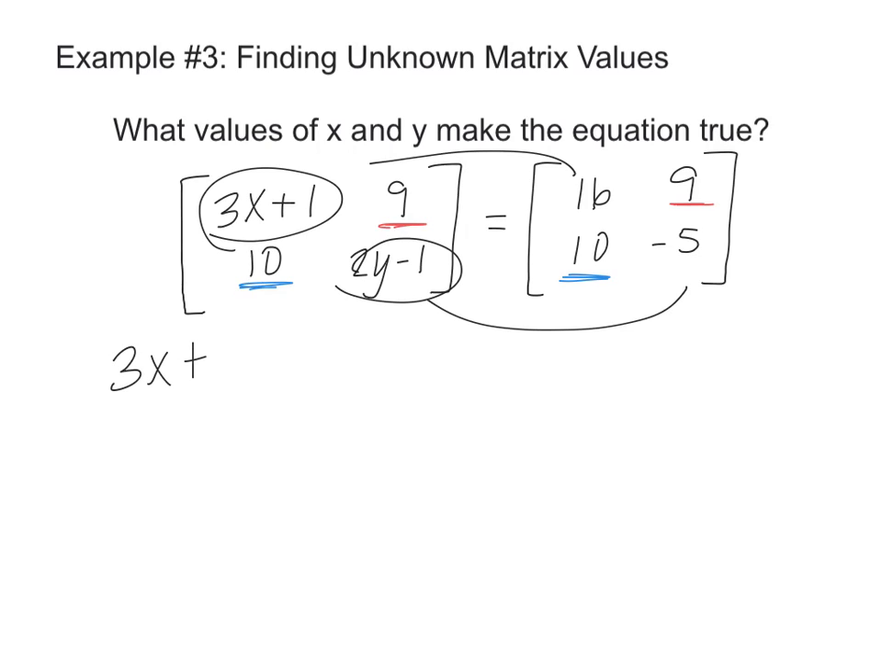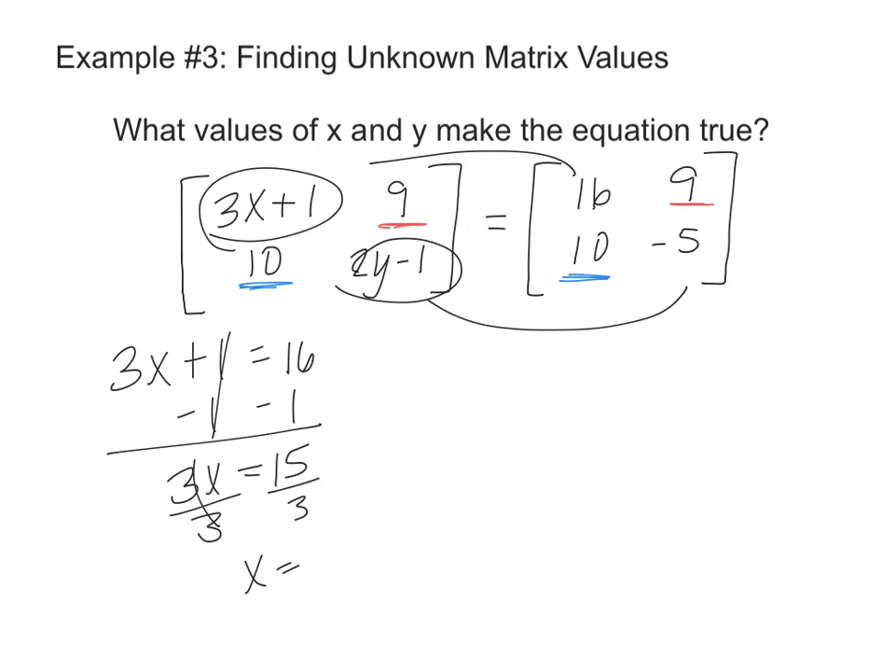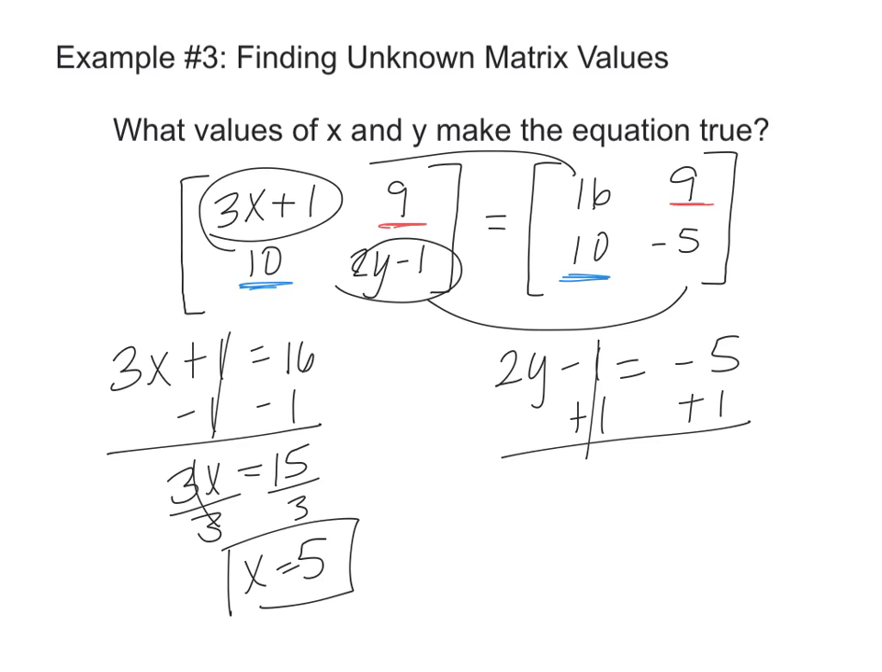So 3x plus 1 equals 16. If I subtract 1 on both sides, I'll get 3x equal to 15. Finally, if I divide by 3, x will equal 5. All right, the second one, we have 2y minus 1 equal to negative 5. If I add 1 to both sides, I get 2y equal to negative 4. If I divide by 2, then y will equal negative 2.